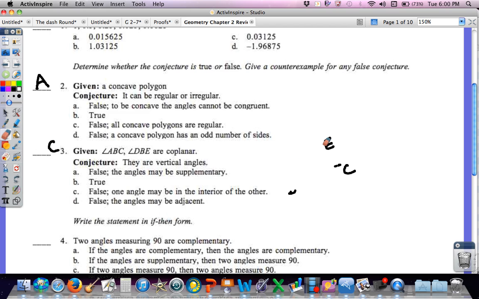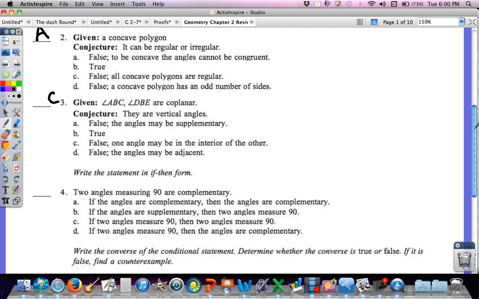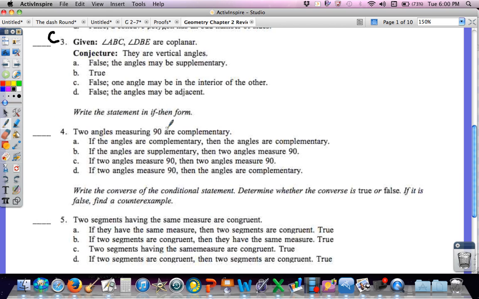Number 4. Correct answer is D. Two angles measuring 90 are complementary. If the two angles measure 90, then their angles are complementary. They want it as if-then. So since they give us the two angles measure 90, then they are complementary.